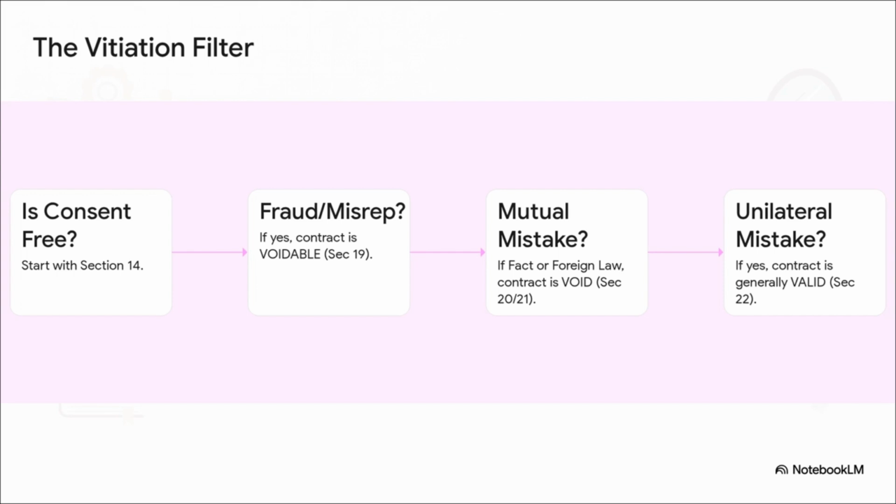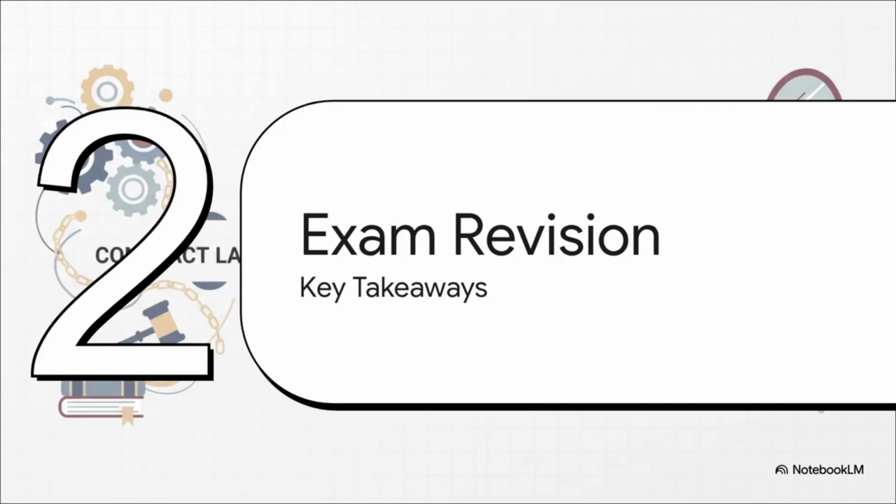Step 3. If there is a mutual mistake of fact essential to the agreement, the contract is void. Step 4. Similarly, if there is a mistake of foreign law, the contract is void. Step 5. However, in the case of a unilateral mistake, the contract is generally held to be valid. This brings us to our sixth and final section, Examination Quick Revision. The purpose here is to summarize the key takeaways and provide recall aids for sections 17 to 22.